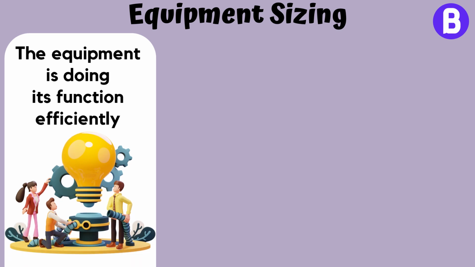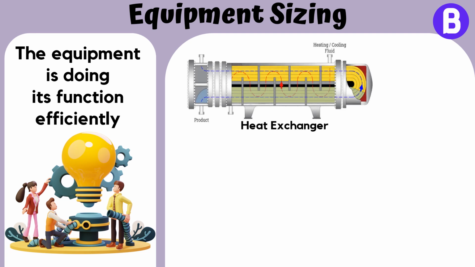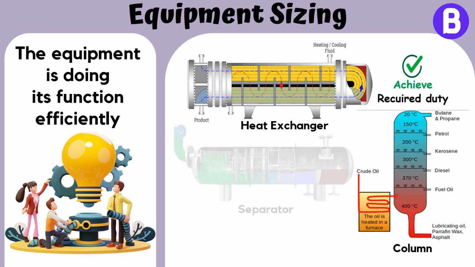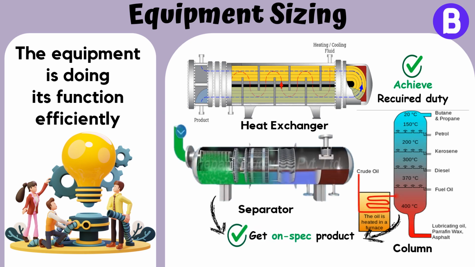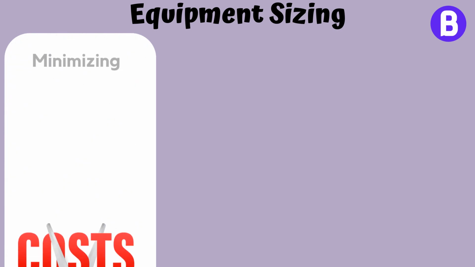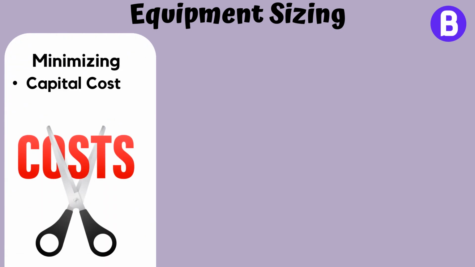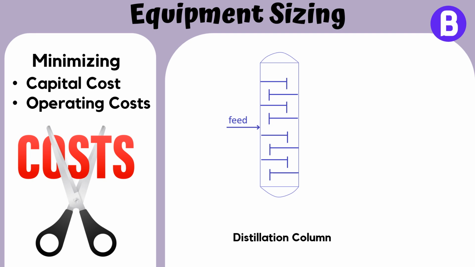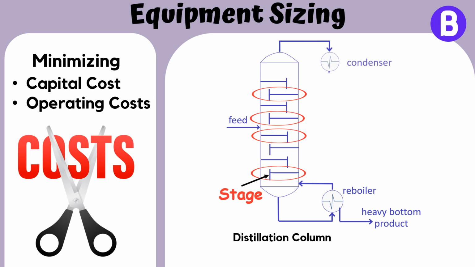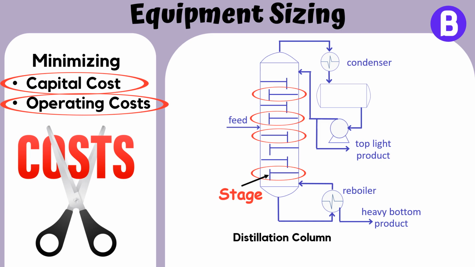Firstly, the equipment is doing its function efficiently based on the feed conditions and flow rates. So the exchanger can achieve the required duty and get the required outlet temperatures. A column or a separator can get on-spec product with the least impurities. Secondly, minimizing capital cost by optimizing equipment dimensions and operating costs through minimizing utility and power consumption. For example, a distillation column needs optimization between the number of stages, which reflects the fixed cost, versus the reboiler and condenser duties, which reflect the operating costs due to the consumption of heating and cooling media.